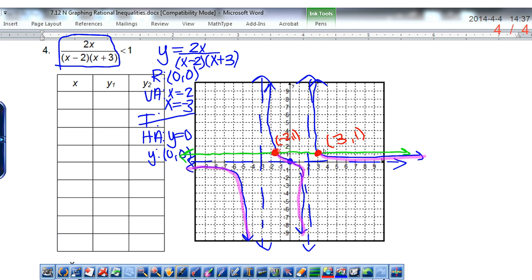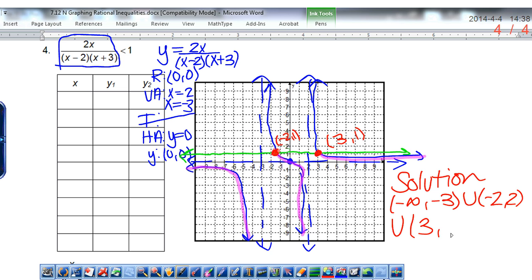So can we write our solution? All right. First, I have to include this piece, right? This piece exists from -infinity up to what? -3. Then I'm going to jump to my intersection point, which starts at -2. It's a parenthesis because there's only less than here. And we go -2 up to our asymptote of what? 2. And then union with 3 up to what? Infinity. Everyone okay with that? Because that's where your intersection point is.